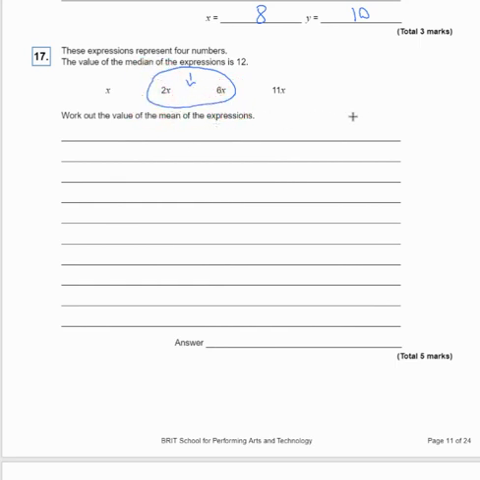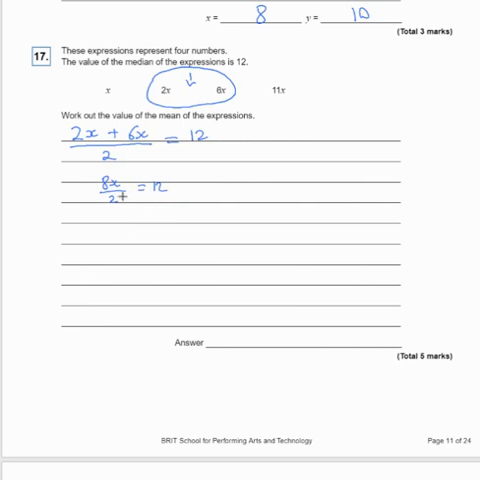Whenever you've got a halfway kind of situation, you can just take the two numbers either side, add them up, and divide by 2. So in this case, 2x, which is the number on the left, plus 6x, the number on the right, divided by 2, that's going to give us 12, because we've been told that the median is 12. 2x plus 6x is 8x. So that gives us 8x over 2 equals 12.